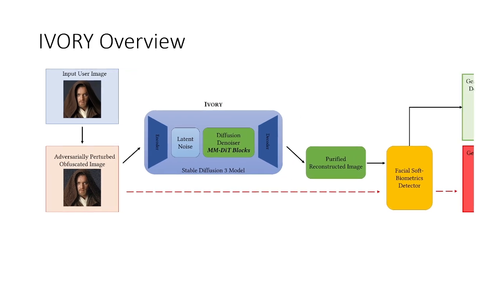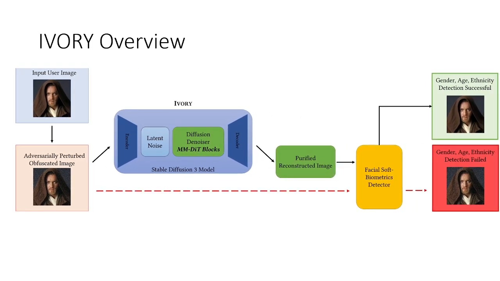Through this method, IVORY not only removes the adversarial noise but also reconstructs the image in a way that enables deep learning models to identify the essential soft biometric data with minimal distortion. This unique capability sets IVORY apart, allowing it to surpass existing methods in both accuracy and reliability across different attack scenarios.